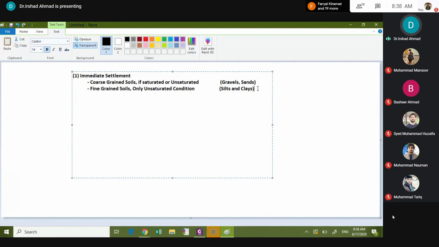Now we have consolidation settlement, or primary consolidation to be more specific. It is time dependent and takes a long time, years to complete. And in which type of soil does it occur? Only in saturated fine grained soil. It is due to the expulsion of water.